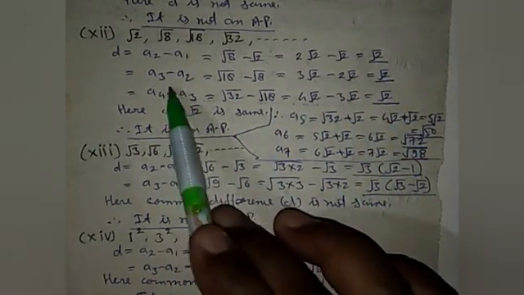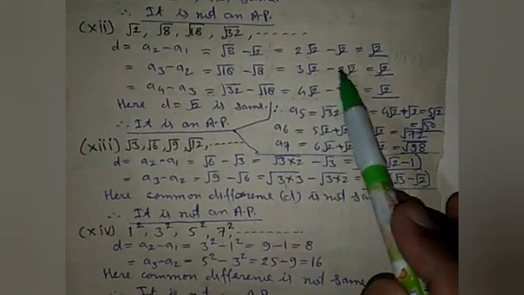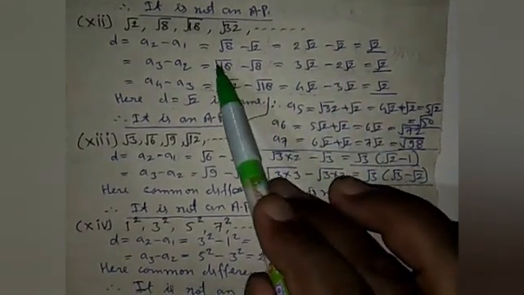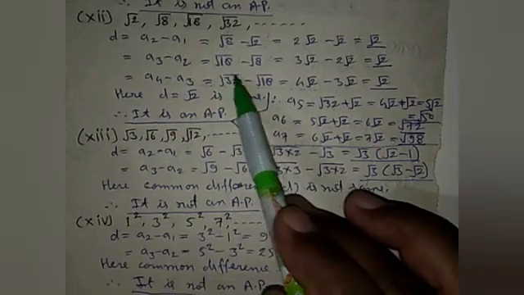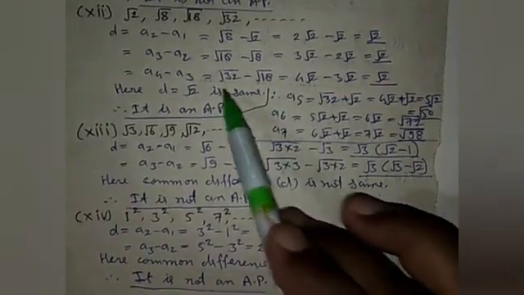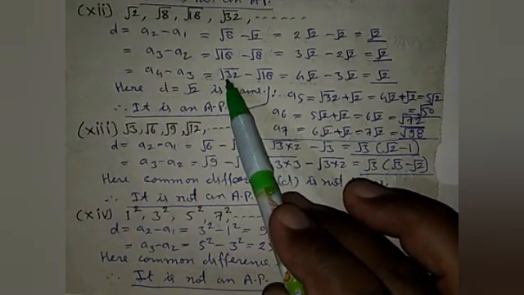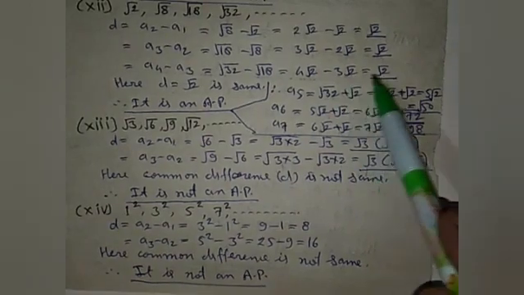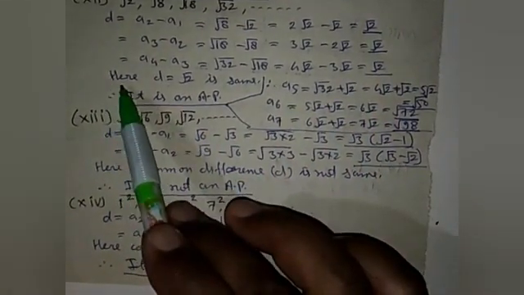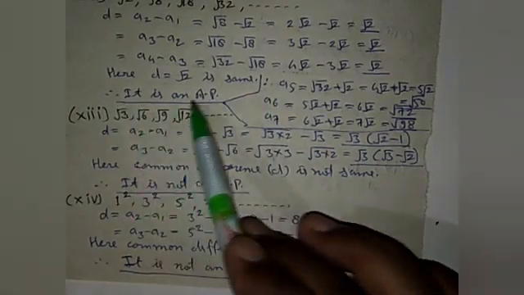Similarly, A3 minus A2 is equal to root 18 minus root 8, that is equal to 3 root 2 minus 2 root 2. Because here 9 into 2, so square root of 9 is 3. So it is also equal to root 2. Similarly, A4 minus A3 is equal to root 32 minus root 18, which is equal to here 16 into 2 equal to 32. So square root of 16 is 4. So 4 root 2 minus 3 root 2, that is also equal to root 2. So hence here common difference D is equal to root 2, which is same, hence it is an AP.